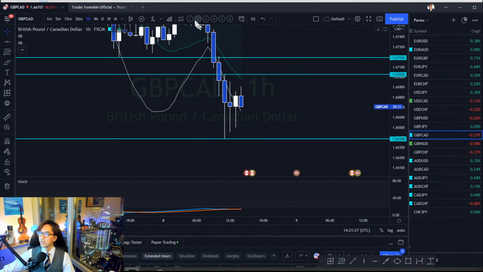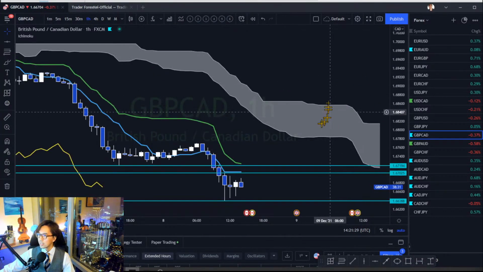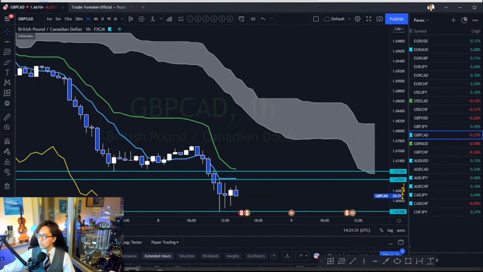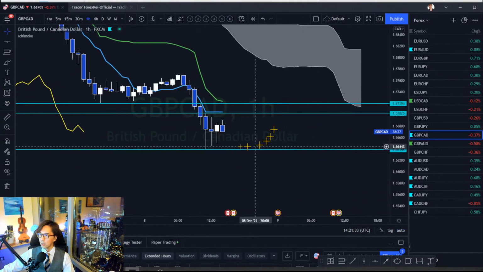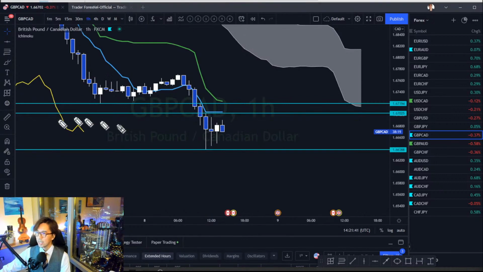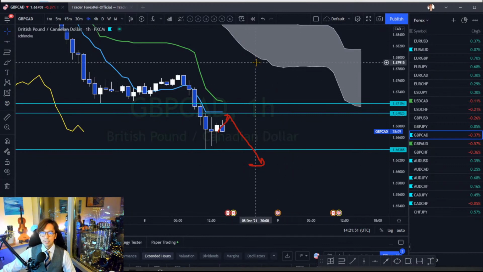Let me check Ichimoku in this one. Ichimoku Kinko Hyo is still showing downtrend, so potentially it breaks bearish. But it may retrace back to Tenkan-sen and go down. So it may go up to Tenkan-sen around 1.6702 and go down this way. That would be my view.